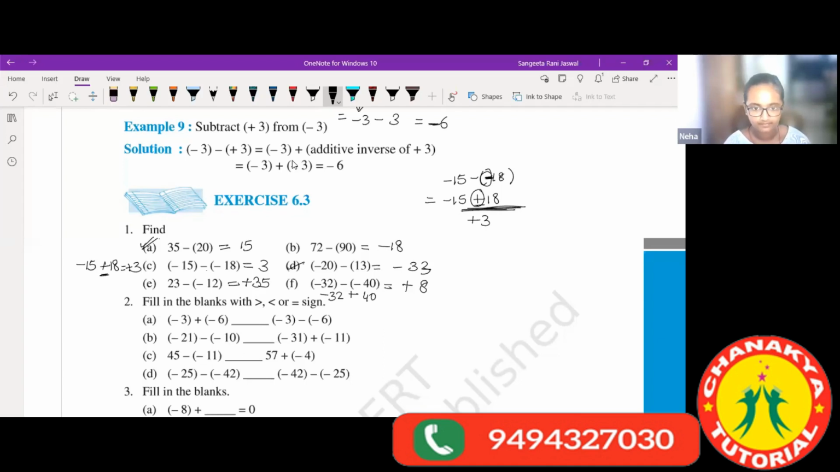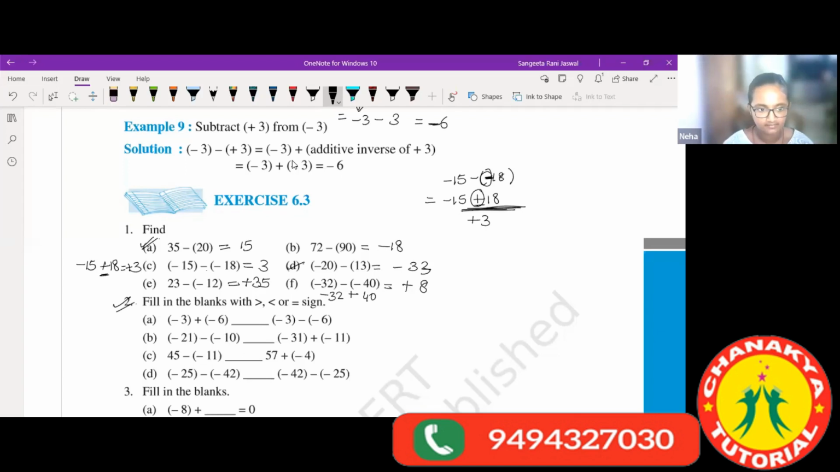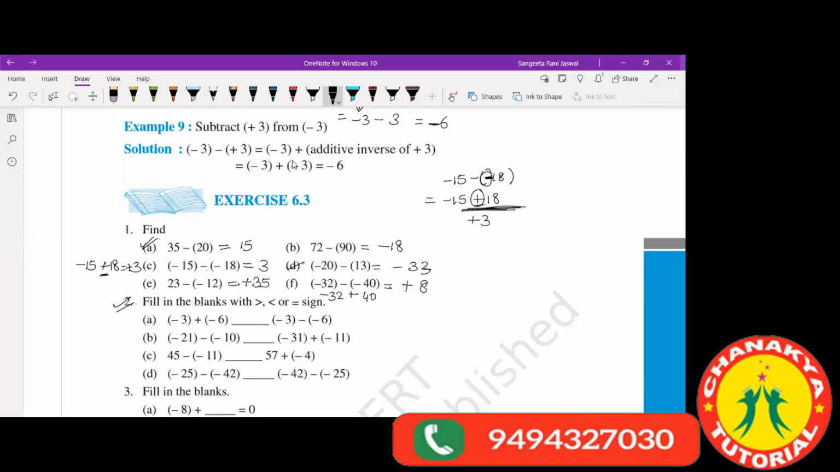Okay, ma'am. Okay. Next, see the fill in the blanks with greater, lesser, and equal to signs. Now, please find out this. Tell me what is this minus 3 plus minus 6 is how much? Ma'am, -9. Minus 9. So, minus 3 minus 6 is minus 9. Okay. What is this? Do it in your notebook and tell me. You don't have to think. You have notebooks with you. Quickly do it and tell.